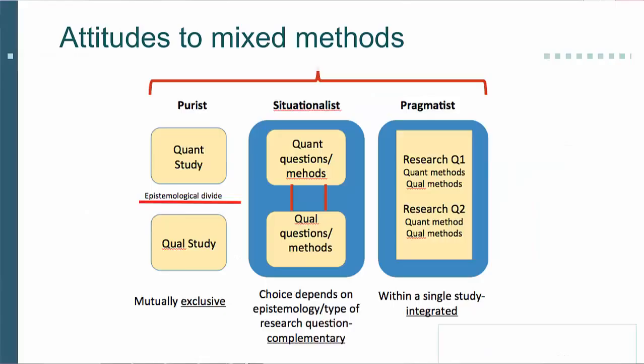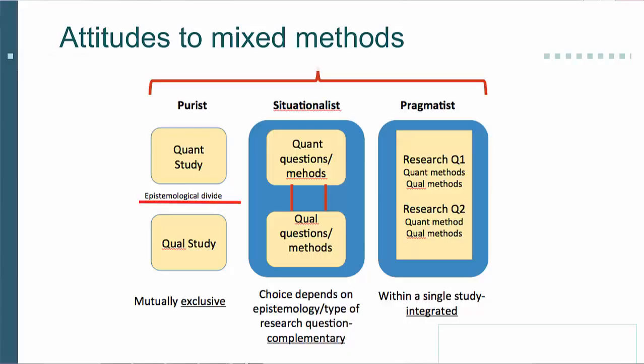Whether you agree with these critiques or not depends in part on your allegiance to one of the 3 alternative schools of thought, shown here as purist, situationist, or pragmatist. Purists argue that quantitative and qualitative methods are mutually exclusive because they stem from different ontological and epistemological positions. By contrast, situationists maintain that both methods have value, but that certain research questions lend themselves to more quantitative or qualitative approaches. Situationists see quantitative and qualitative methods as potentially complementary, but representing fundamentally different epistemological traditions.